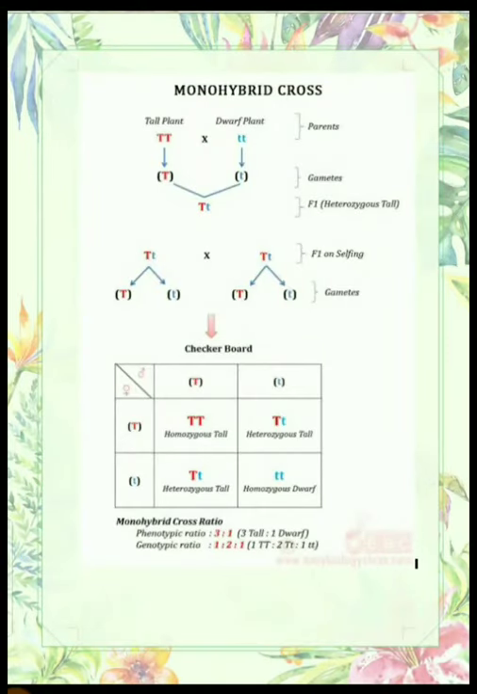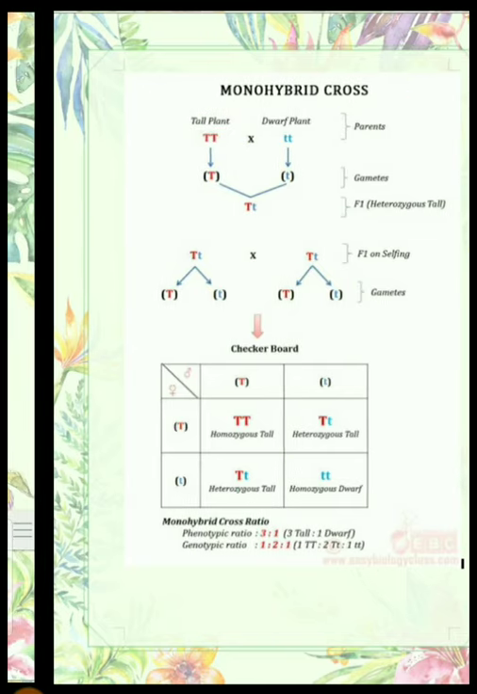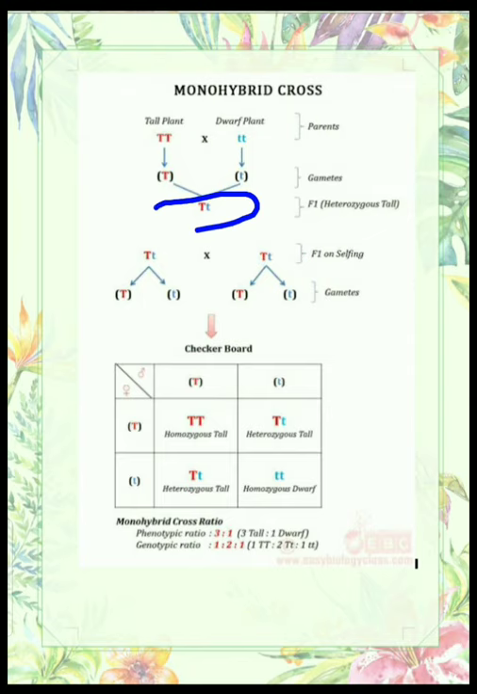So let us start with the monohybrid cross. Actually, in a monohybrid cross, we will take two plants, one tall and one dwarf plant, and the genotype of the tall plant will be capital T, and the dwarf plant will be small t. These are the parents. Now the gametes are formed. Capital T is here, so the gamete is capital T, and from here the gamete is small t, and the first generation will be capital T, small t. And this is a heterozygous tall plant.